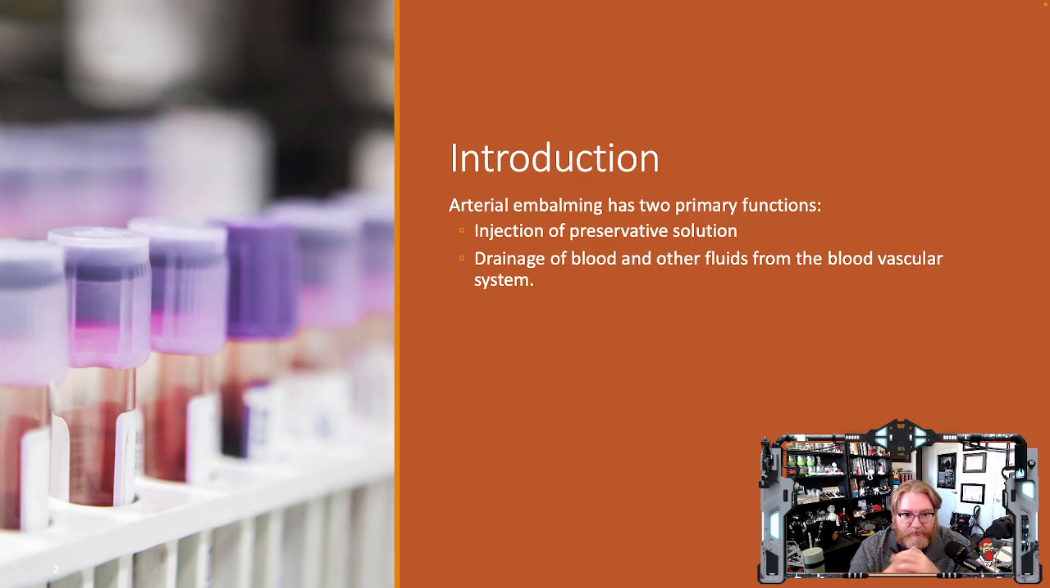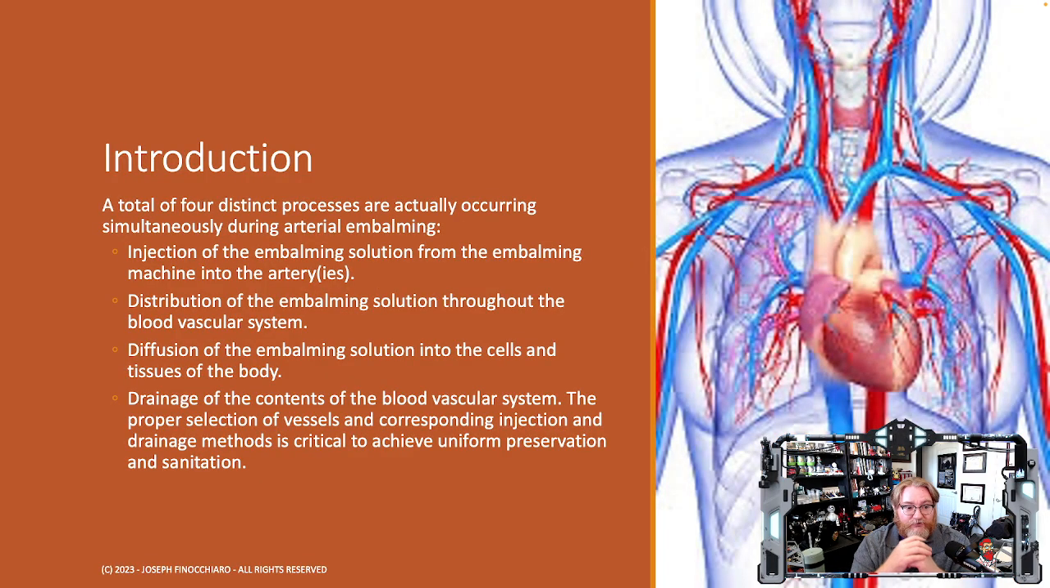So arterial embalming has two primary functions: the injection of the preservative solution and the drainage of blood and other fluids from the blood vascular system. A total of 4 distinct processes are actually occurring simultaneously during arterial embalming. The first is the injection of the embalming solution from the embalming machine into the artery, the distribution of the embalming solution throughout the blood vascular system, the diffusion of the embalming solution into the cells and tissues of the body, and finally, the drainage of the contents of that blood vascular system.